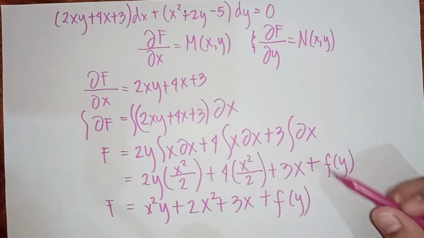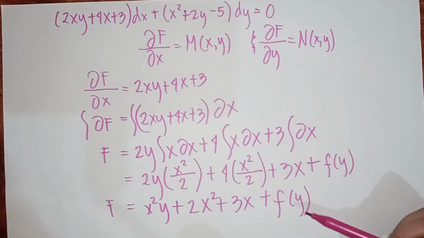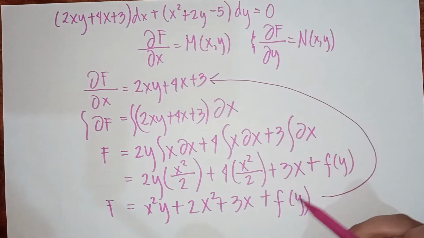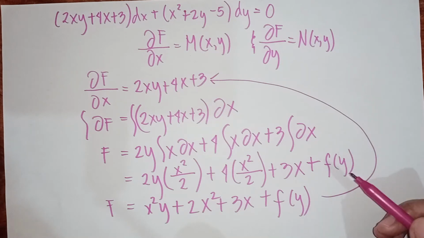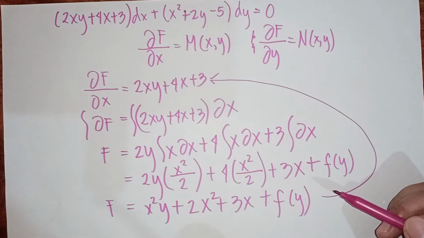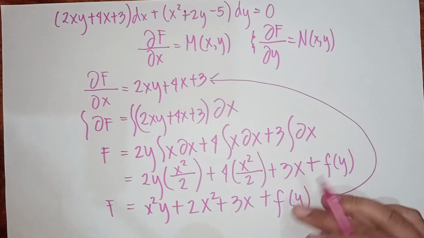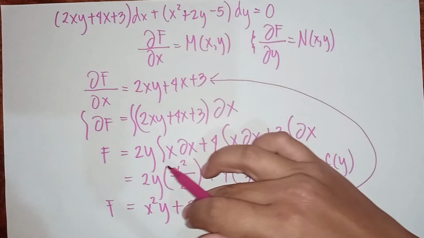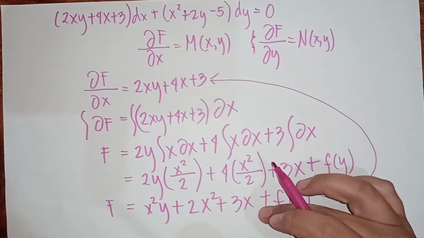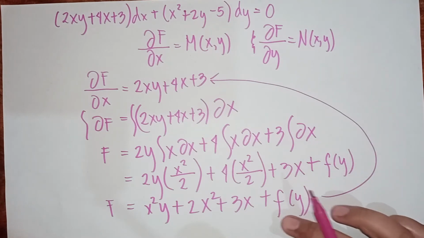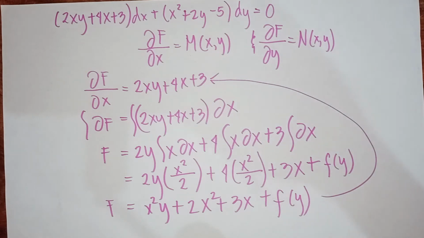Why f of y? Because when we take the partial derivative of this with respect to x, this is what will result. Because this is a function with variable y. Since I said earlier, when we take the derivative of this with respect to x, we are going to treat the y variable as a constant. So, this will become 0, and our answer will return when we take the partial derivative of this. Okay? So, that is the reason why we put f of y.